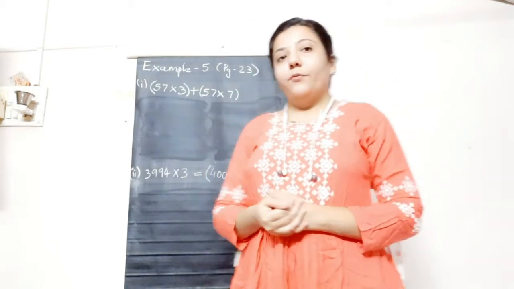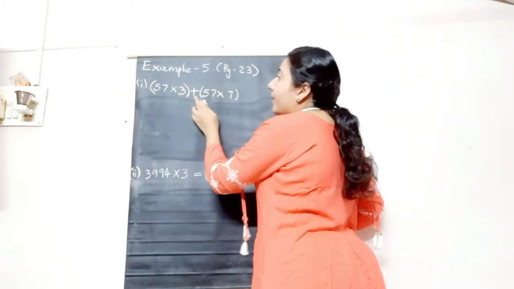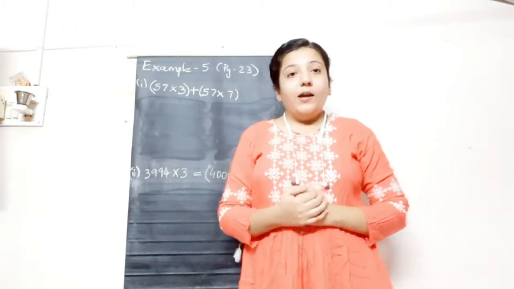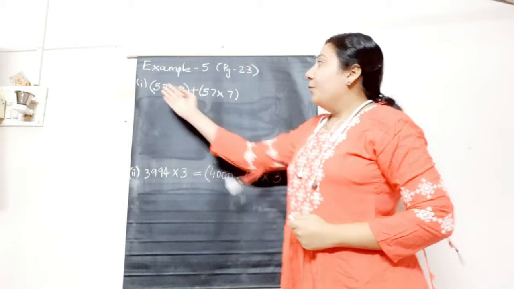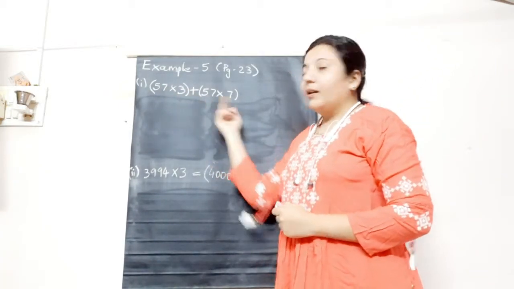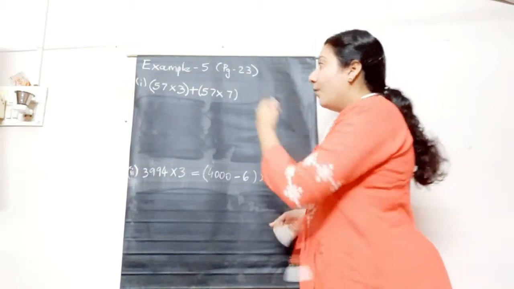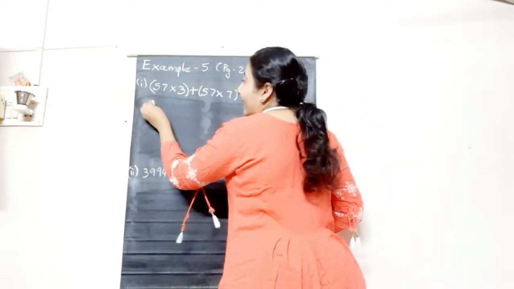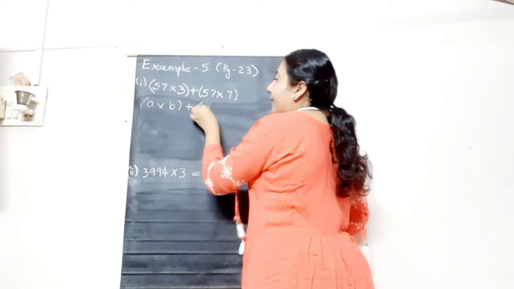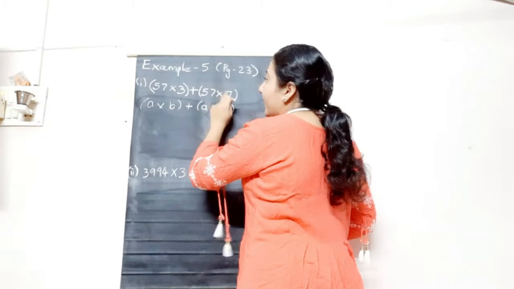Now example number 5. Here your question is 57 multiplied by 3 plus 57 multiplied by 7. So here you can see that 57 is common and it is distributed to both the numbers. So this is the distributive property. We can see that this is A multiply B plus A multiply C. You can see the pattern. This is A, this is B and this is C.